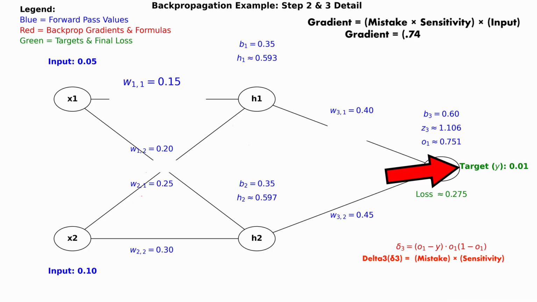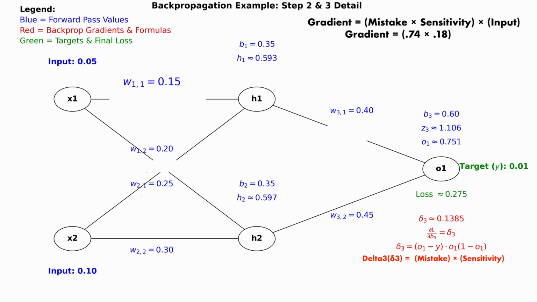Next, the sensitivity. This comes from our activation function, the sigmoid. We multiply the output by 1 minus the output. This gives us a slope of roughly 0.18. Now we combine the mistake and the sensitivity to get the error signal, which we call delta 3. This represents the pure error sitting at the output neuron. Multiplying 0.74 by 0.18 gives us a delta 3 of roughly 0.138. Keep this number in mind. We will use it for everything else.